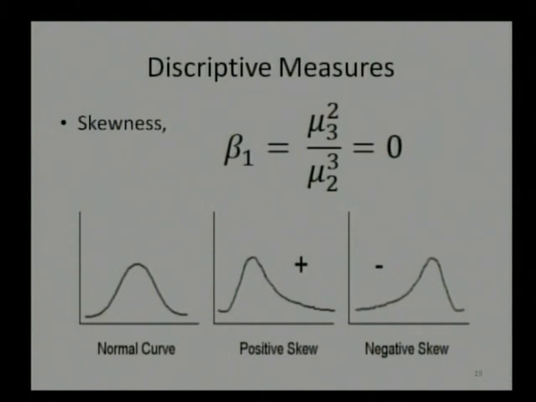Similarly, if your beta 1 is less than 0, you will have negative skewed data. In the case of negative skewed data, the left tail of the curve will be quite longer than the right hand side tail. So in the case of negative skewed data, the total area will be more concentrated on the right hand side of the curve. In the case of a normal curve, most of the data will be centralized around the mean. It is very easy to see from these figures.